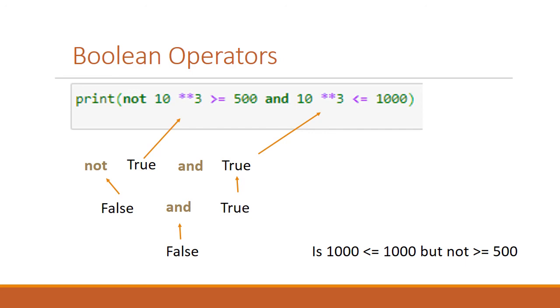In the Boolean operators, not has higher precedence over and. So Boolean operators are evaluated in the order of not, and then or. So the next thing that's evaluated is the not. So we have not true is evaluated to false. That gives us the expression false and true. And we know with an and operator, both have to be true in order for it to be true. So we have false and true is false.